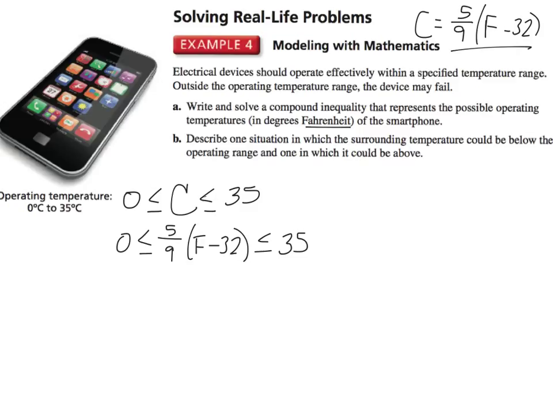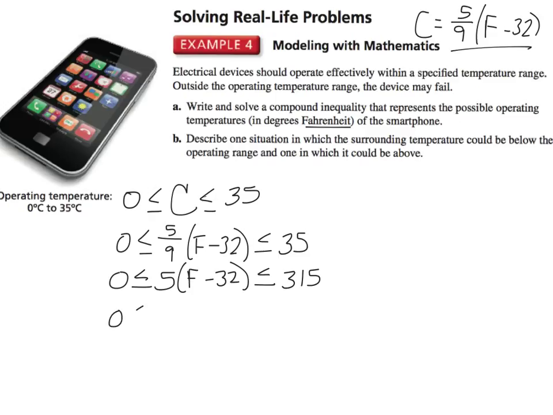So the first thing I'm going to do is multiply everything by 9. Now you could also multiply everything by 9/5. So if I multiply everything by 9, I get 0 is less than or equal to 5 multiplied by F minus 32 is less than or equal to 315. I'm going to now distribute, or you could just divide everything by 5. I'm going to divide everything by 5.